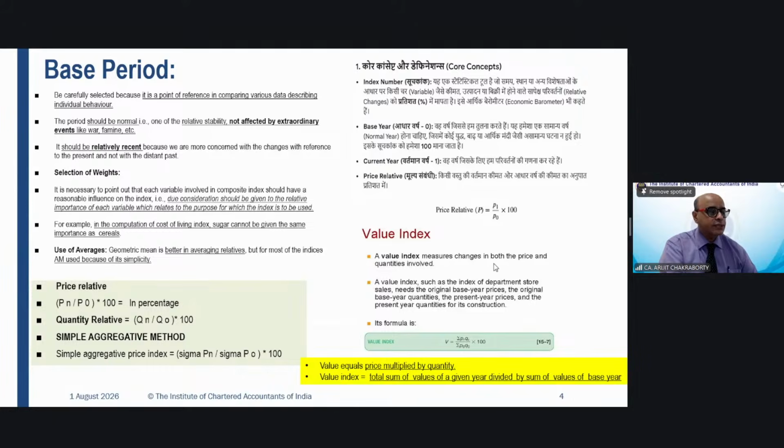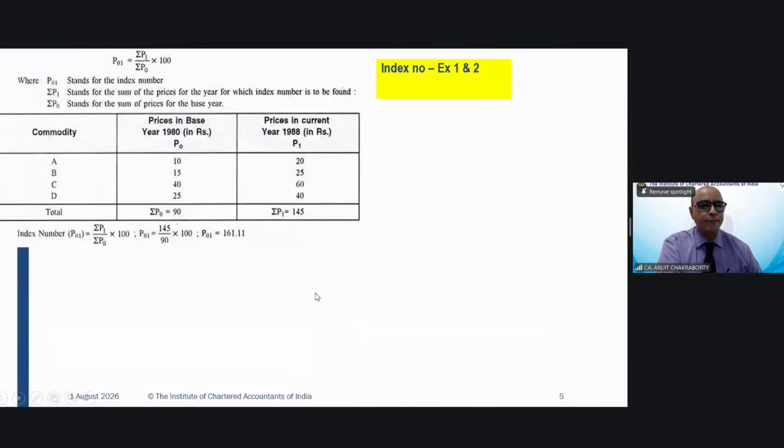Now we proceed next. Straight away, we move on to the next topic for our discussion, and that is the first example. On this slide, we are on slide number 5, and I request our dear students to look at the example. Here you can see P01, that means the index number, or you can say the price index of today, of year 1, on the base year 0. So how do we write it? P01. That means the base is year 0 and the current year is year 1.